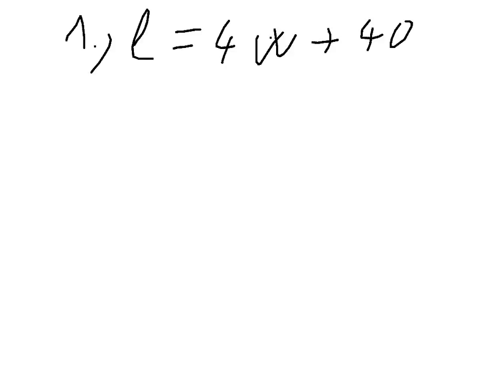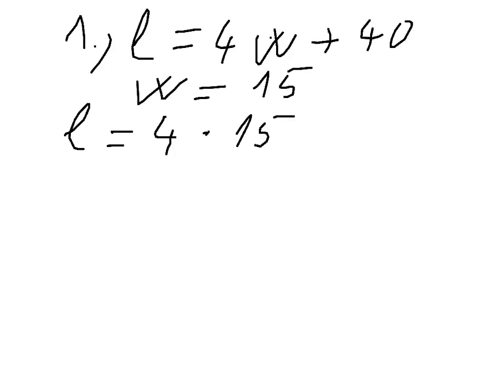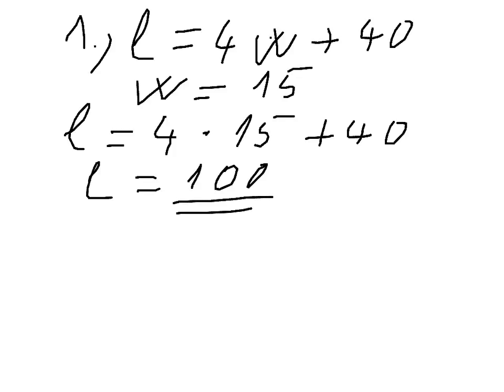From that, if we write that back to our first equation, our first equation was length equals 4 multiplied by W plus 40. So we know that W equals 15, then L equals 4 times 15 plus 40. And our length will be 100 meters.